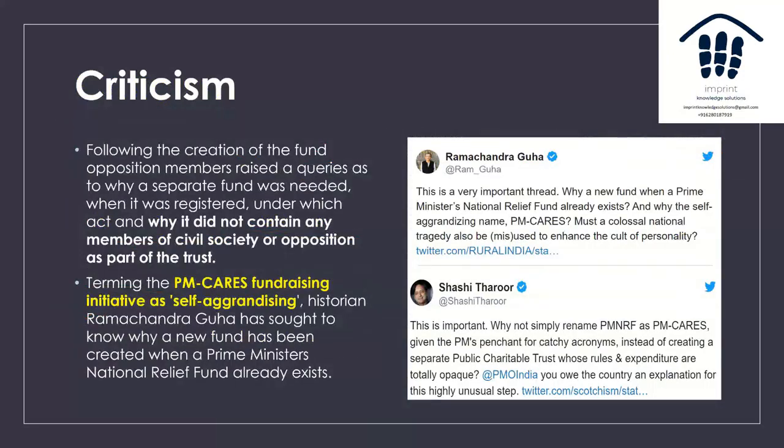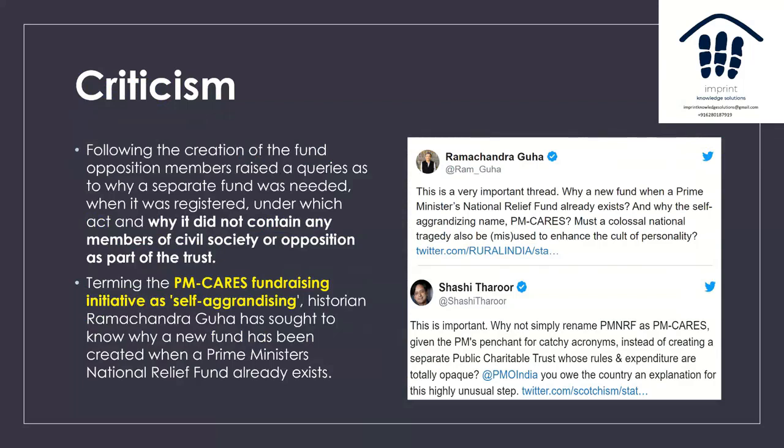Now, what is the criticism? Why is everybody criticizing? Ramachandra Guha is saying there is a national relief fund, why do we need another one? Why is there self-aggrandizement? There's a colossal tragedy happening, why should it be used to enhance the cult of personality? Shashi Tharoor says, why not rename PMNRF as PM Cares instead of creating a separate charitable trust whose rules and expenditure are totally opaque right now.